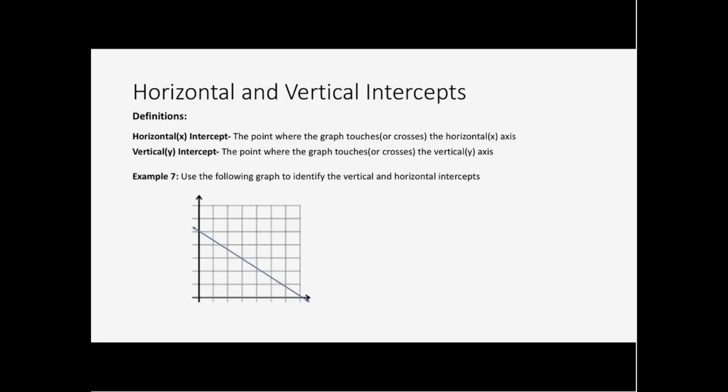Example 7 has us talking very basically about what that would look like on this graph. We have a line going through both the vertical and horizontal axes. By definition, the horizontal intercept is that point in the bottom right where it's crossing the axis. Counting over 1, 2, 3, 4, 5, 6, 7, that point is (7, 0). Same idea for the vertical intercept, the red circle on the top left of the graph: 1, 2, 3, 4, 5 up, so (0, 5). That's the very basics of what a horizontal and vertical intercept is.